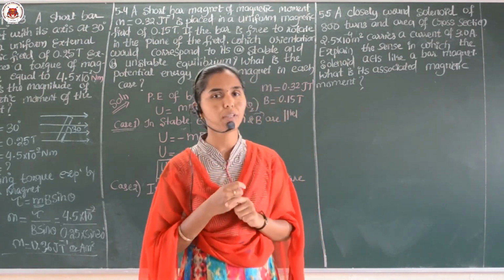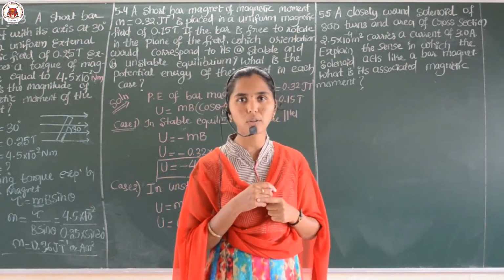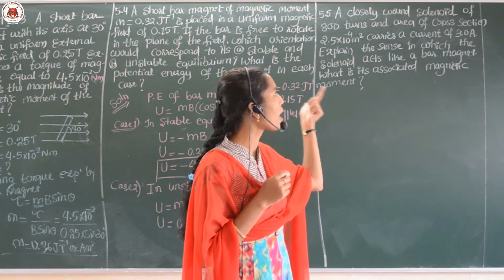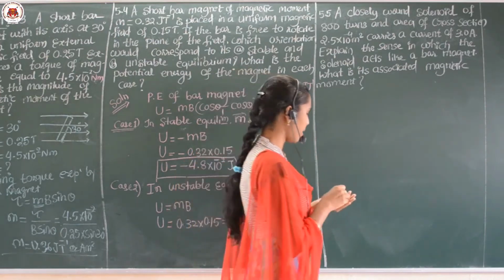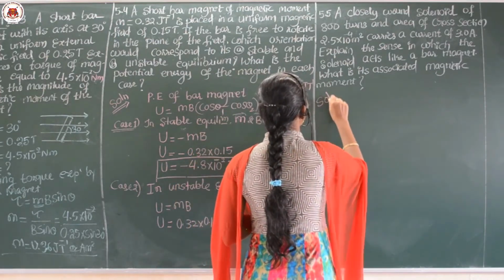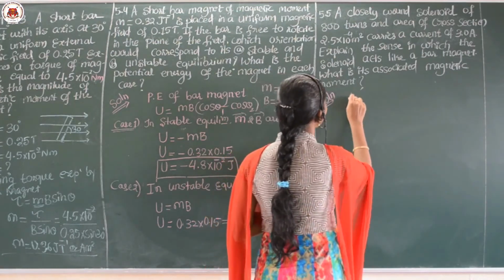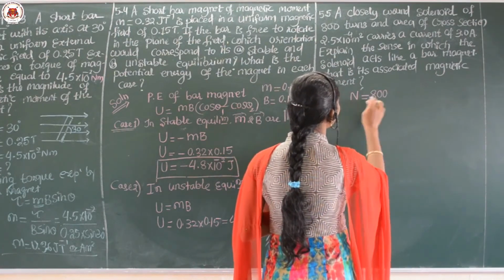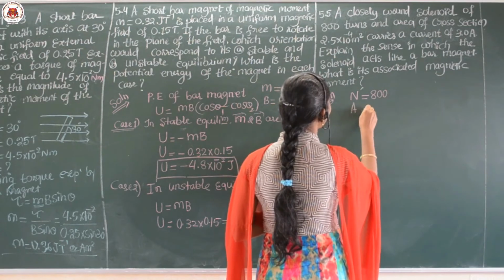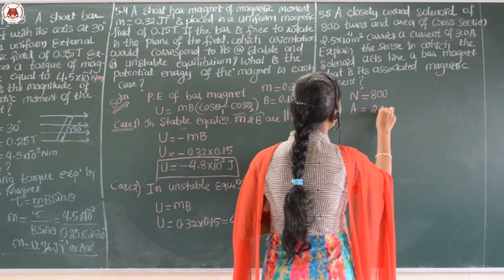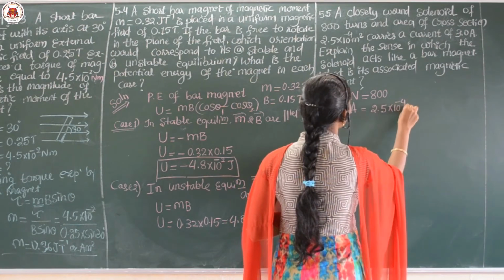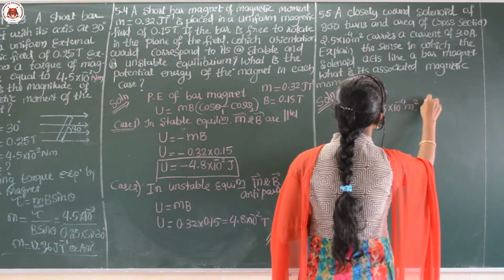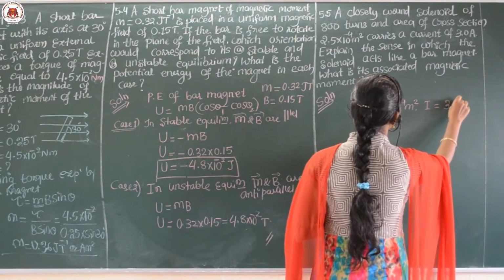First we need to calculate the magnetic moment value of this solenoid. Then we give the direction in which sense the bar magnet is acting. So let us take the solution. In the given data, the number of turns wound on the solenoid is N equal to 800, the area of cross section is 2.5 into 10 raised to minus 4 meter square, and the current flowing through this solenoid is 3 ampere.